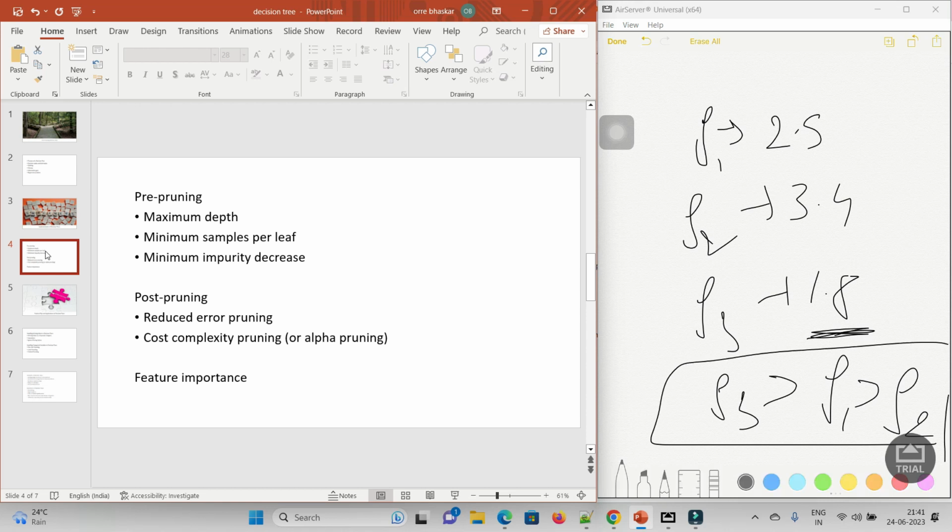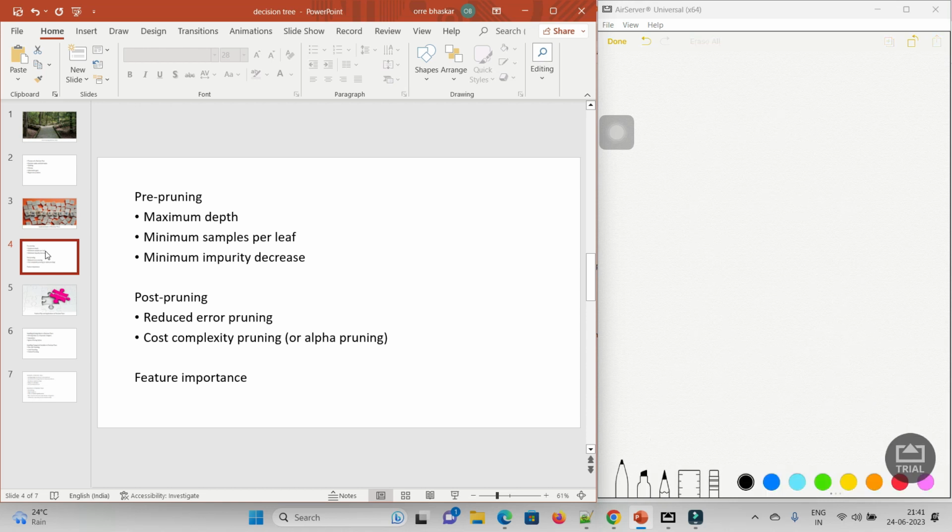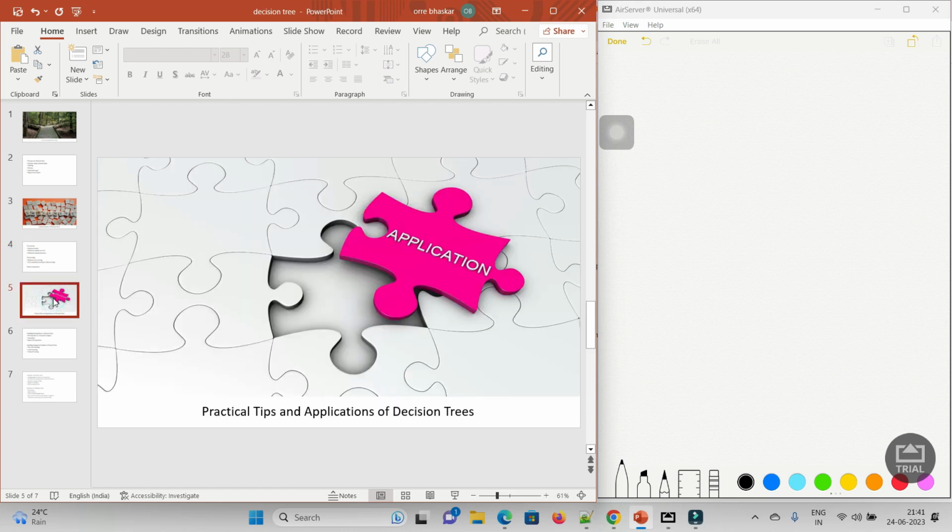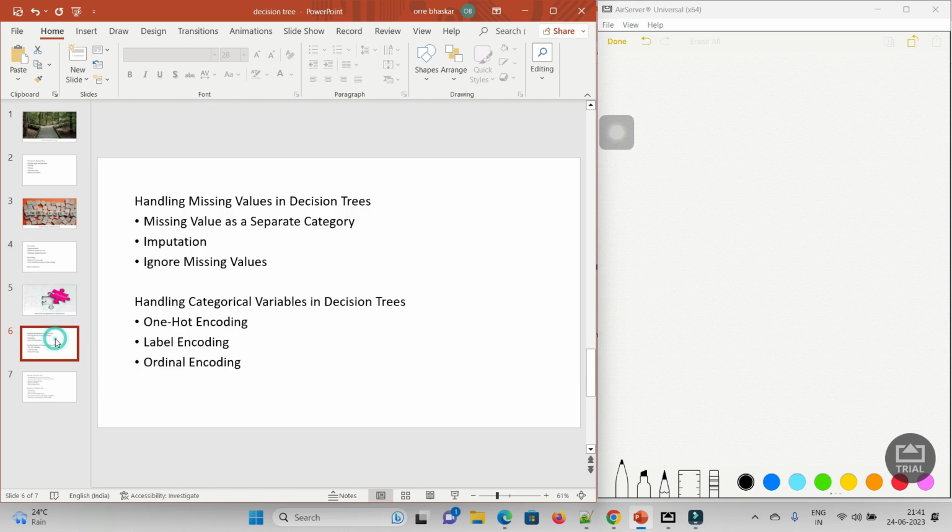This is the order of importance of features. Okay. So with this, we will move on to section 3, practical tips and applications of decision trees.